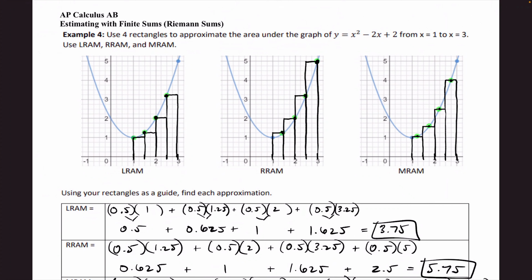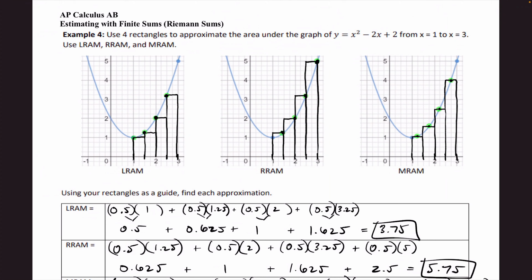In other words, for this one, let's look at the one we have. What's causing LRAM to be an underestimate? M is always going to be the best. But what's causing L to be an underestimate? That'll work if the function is increasing, right? From 1 to 3, the function is increasing. It's going up. So if the function is increasing, LRAM is always going to be an underestimate. What if it was decreasing? What do you think LRAM would be?